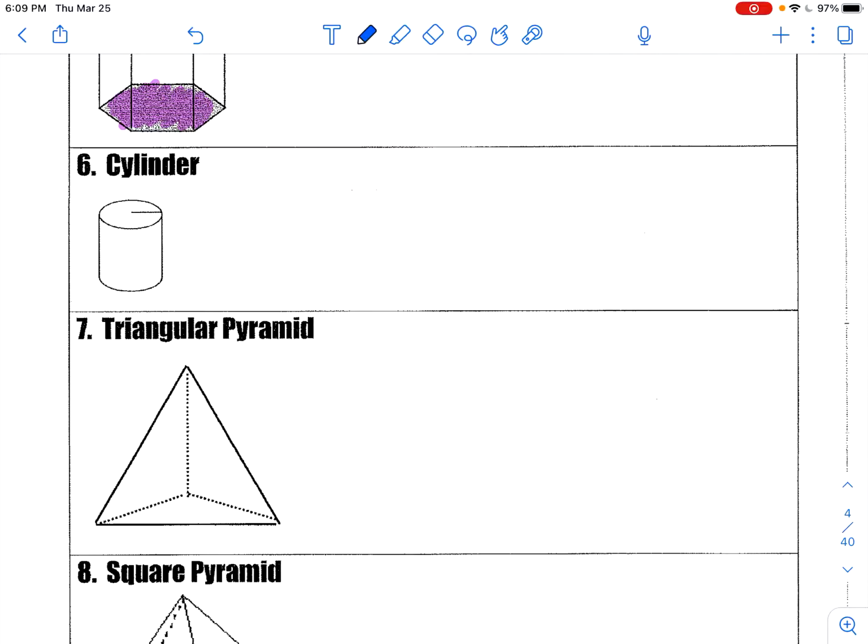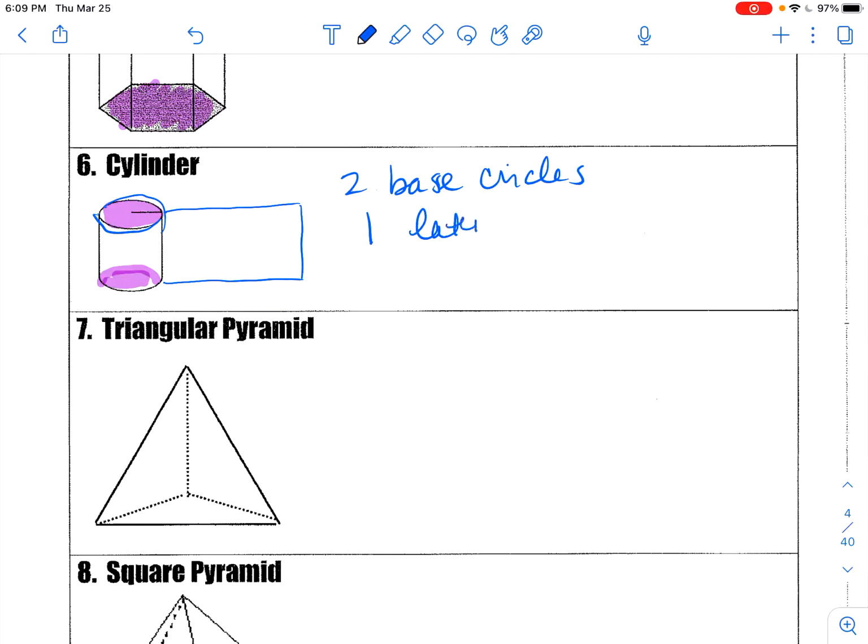In number 6, this is a cylinder, of course, and our bases are circles. You can only see the one at the top, but if you can imagine, there's another circle on the bottom. And then the side, if I were to unwrap this, if there was paper wrapped around it, it would unroll to a rectangle. So we'll say this has one lateral rectangle.